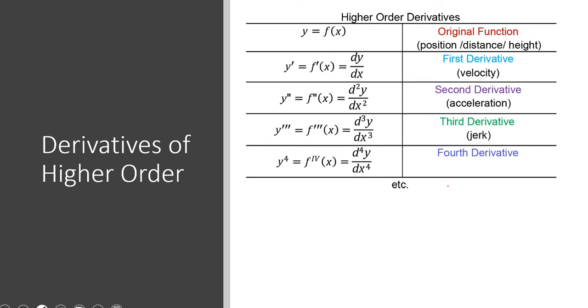We've touched on this briefly before, but we can talk a little bit about higher order derivatives. Now again, we see this prime notation, this apostrophe. If you count those, that'll tell you what order derivative it is.